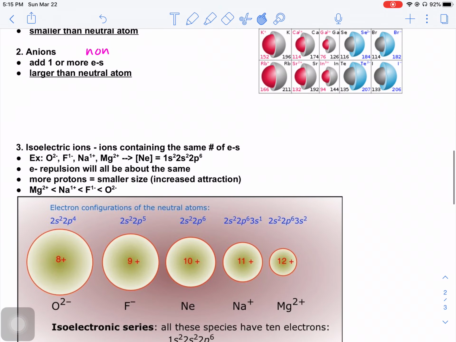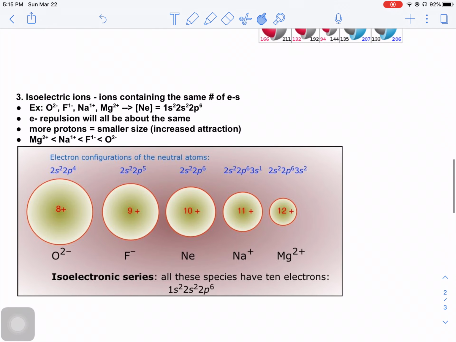Last thing today is this idea of isoelectronic ions. Basically, elements that have the exact same electron configuration. So if we picked an element on the periodic table like neon, neon is atomic number 10. Now, fluorine can gain 1 electron to be like neon. Oxygen can gain 2 electrons to be like neon. And when they do, they still have the same number of protons as they did at the beginning, but now they have an electron configuration like neon.